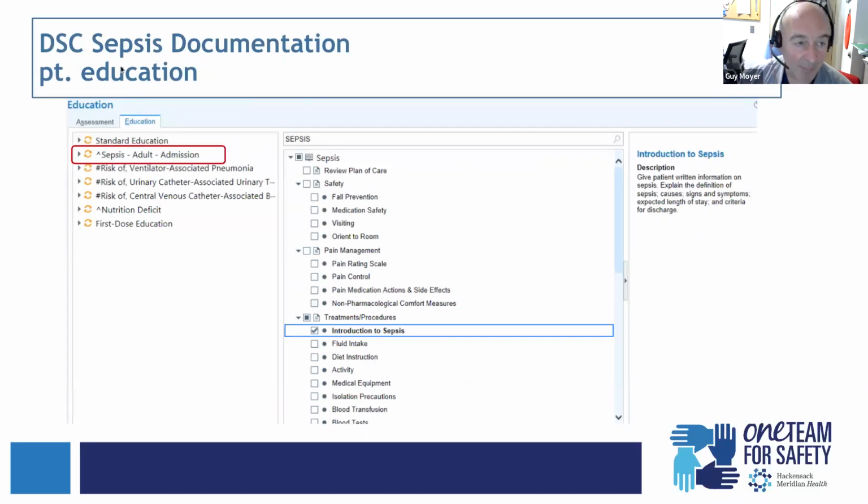So we're looking a little bit into EPIC. These are some screenshots that Ann has provided for sepsis documentation. On admission, you want to go into your education category and select sepsis adult admission. And you can see on the right-hand side, there are different categories that are related to things that the patient maybe needs a little education on and should be involved, not only the patient, but their family members as well. There are several categories that you can select, but the first thing that you should probably select in all patients with sepsis, and that's anybody that's on an antibiotic, is the introduction to sepsis. So the education starts on admission.